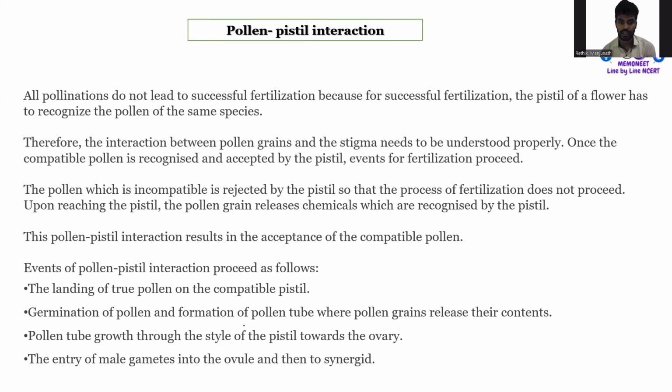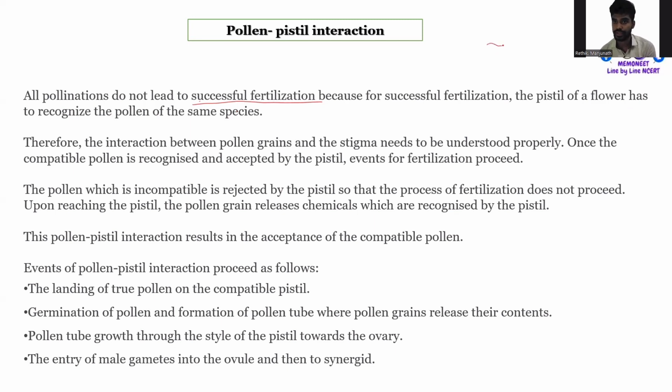So coming to the exact concept here, all pollination will not lead to successful fertilization. That means even though the pollen grain is released on the stigma, not everything will undergo fertilization. Therefore the pistil of the flower has to recognize the pollen of the same species.